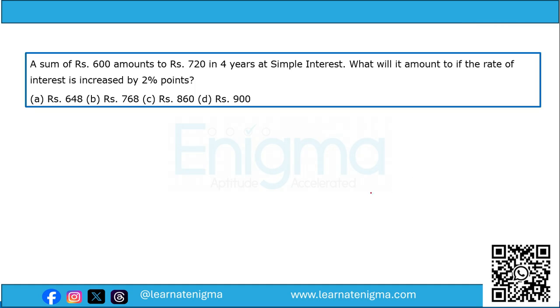A sum of rupees 600 amounts to rupees 720 in 4 years at simple interest. What will it amount to if the rate of interest is increased by 2 percent points?